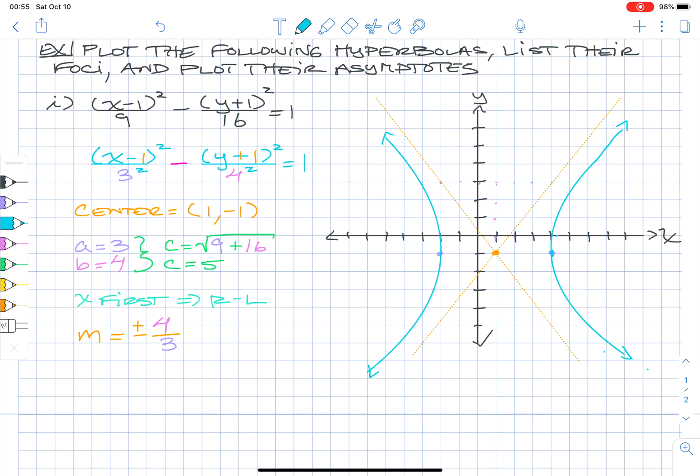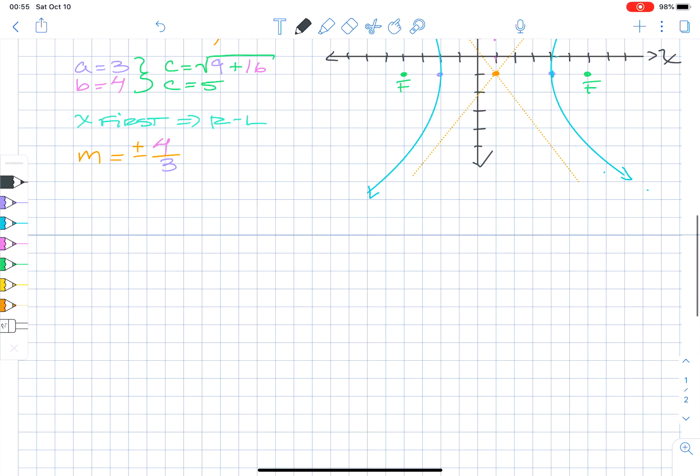Oh, we forgot the foci. The foci are at a distance of 5. So 1, 2, 3, 4, 5. And we always open towards the foci. 1, 2, 3, 4, 5. So the hyperbola is like hugging the focus, or the foci. It opens towards the foci. Okay, well, note, not drawn very well. Okay, let's do another one. So number 2. Always open towards the foci.